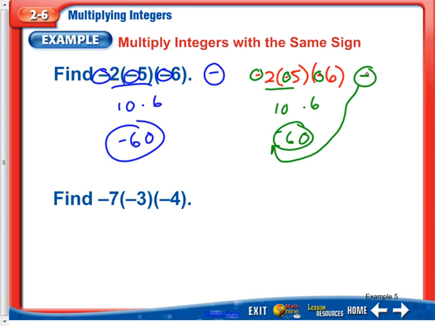All right, don't forget that. Don't forget to bring it down. 60 is not the same as negative 60.